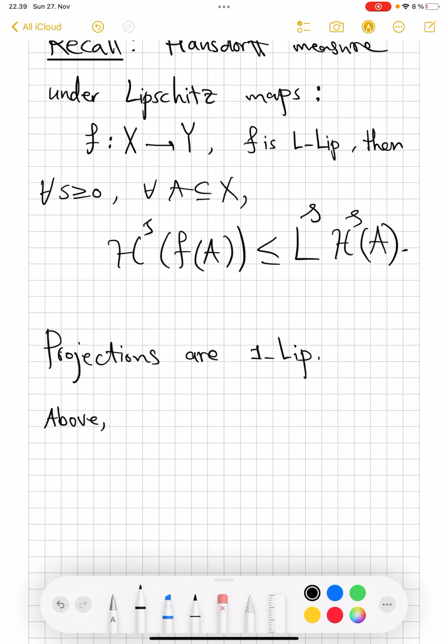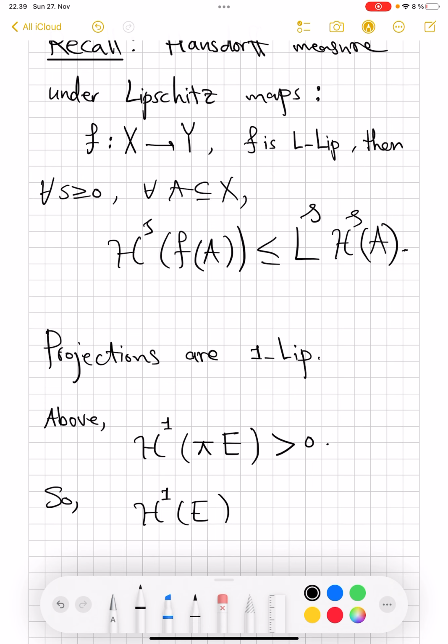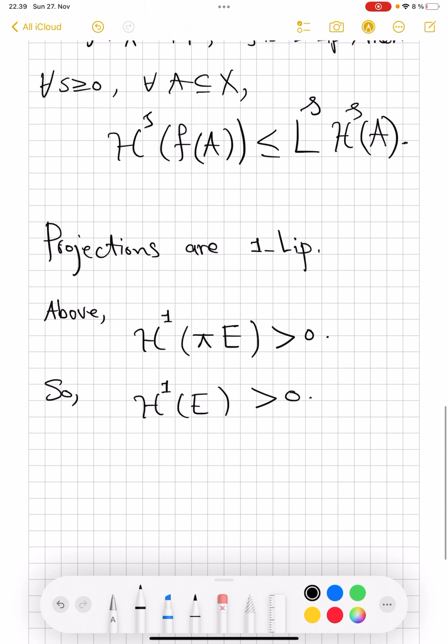Above, what we saw was that H1 of the projection of this Cantor set onto that particular line was positive. So H1 of E itself has to be positive. This means, but it could also be infinity technically, that the Hausdorff dimension of E is at least 1.